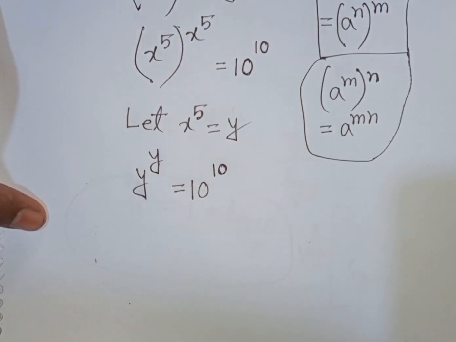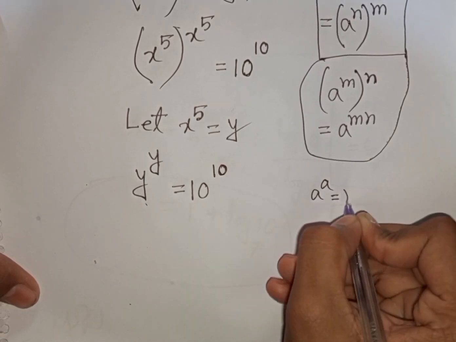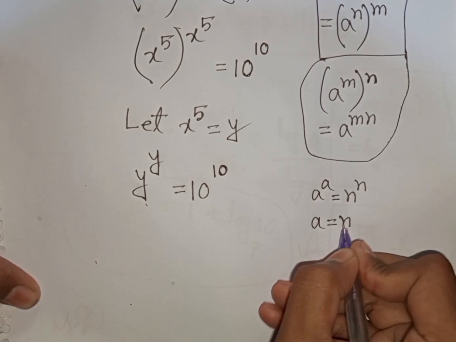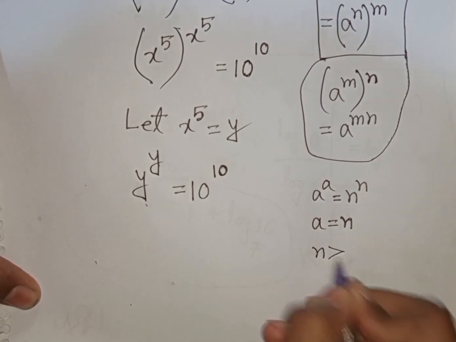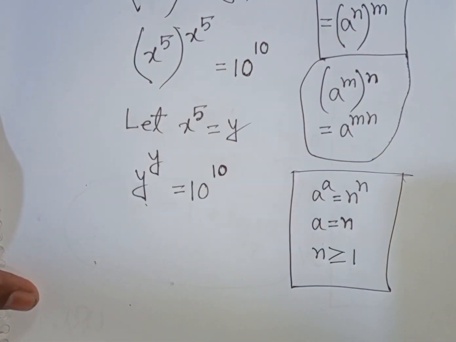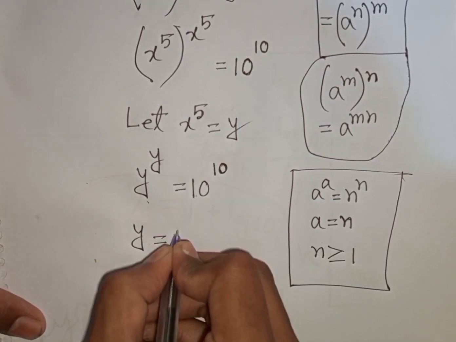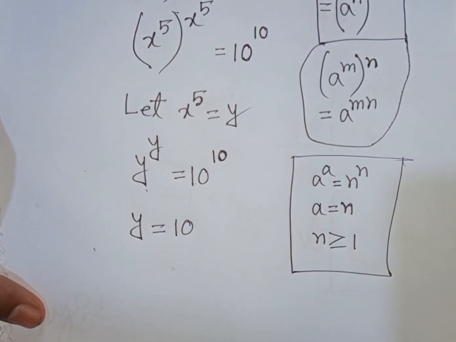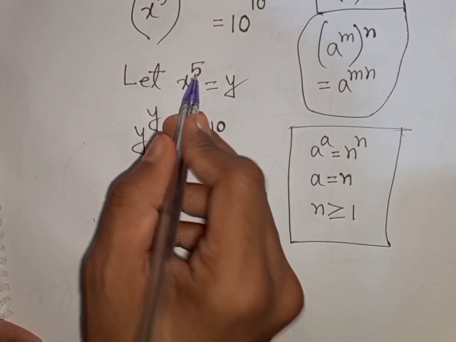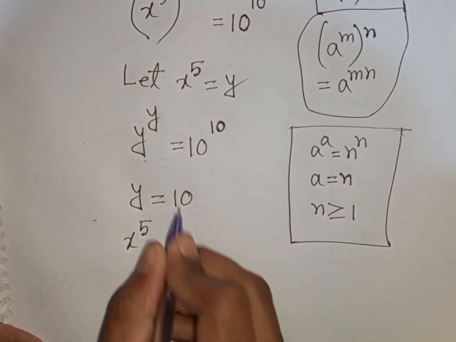Now here you can apply a rule that a power a is equal to n power n, so a will be equal to n, where n is greater than or equal to 1. So according to this rule you can compare here y will be equal to 10. Now remember that x power 5 is substituted by y, so y means x power 5. So x power 5 is equal to 10.